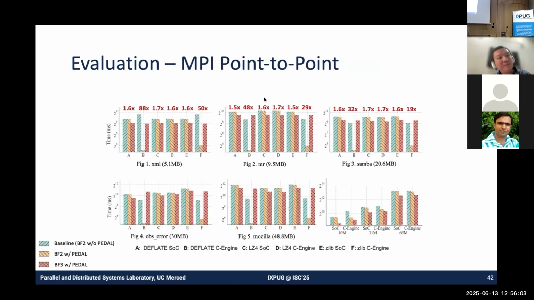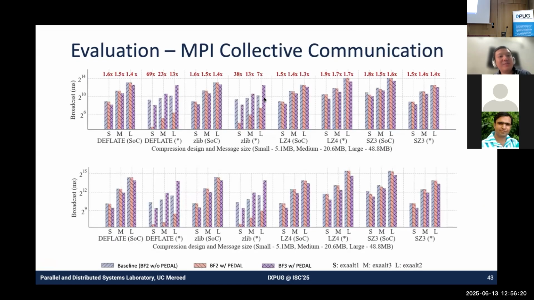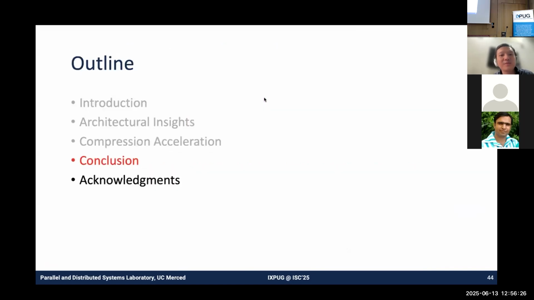And then we also integrated our designs into the MPI. We see that from point-to-point communication, we can uniformly improve the performance if you use our library, across different message sizes as well as the data sets. And then for collectives, similarly, we can improve the communication performance if you run this on top of DPUs.